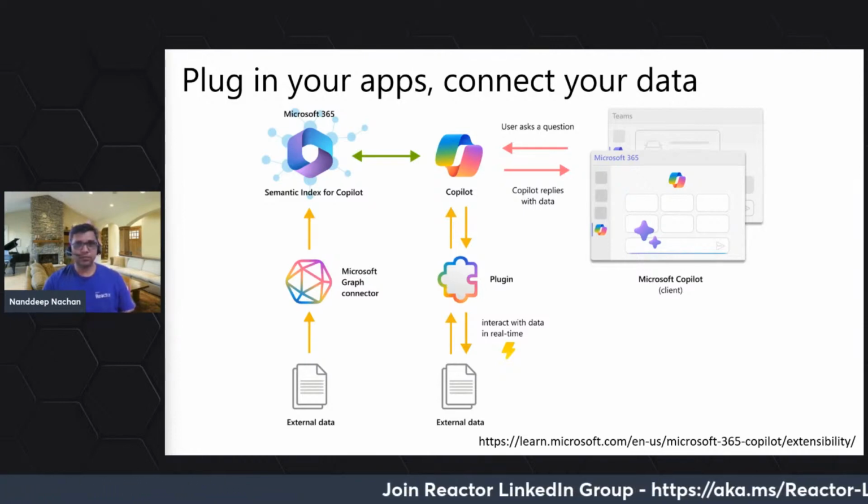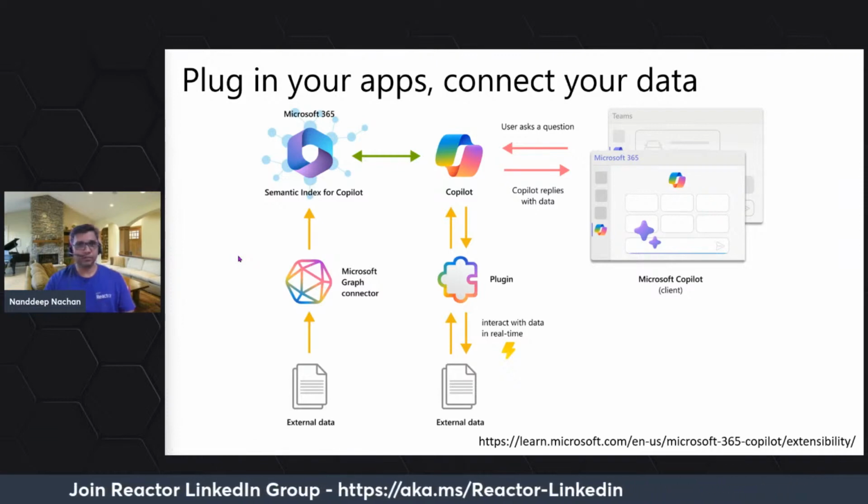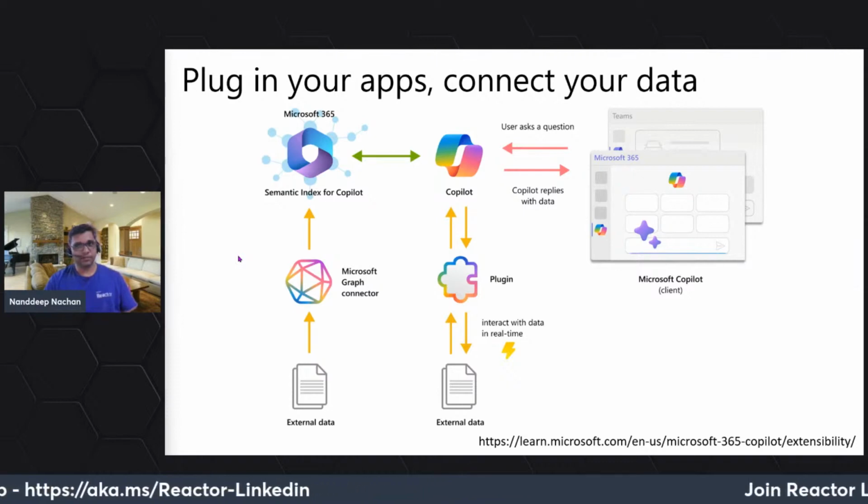There are two ways of extending Copilot for Microsoft 365. Either you can augment the Copilot skills through plugins, or ground it with the organizational data through Graph connectors.